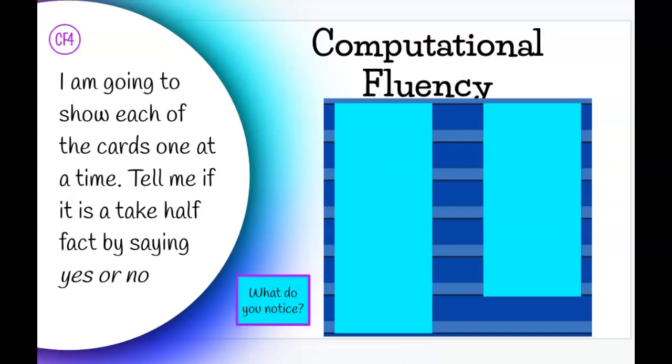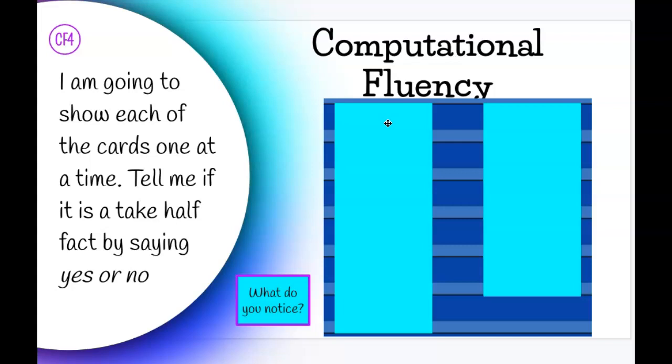Let's look at something else. Now I'm going to show each of the cards at one time. All of our tens frames, our doubles ten frames. And I want you to tell me if it's a take half fact by holding a thumb up for yes or a thumb down for no. Just our take half facts. Now let's look at each one. Thumbs up for yes, it's a take half fact. Thumbs down for no, it isn't.